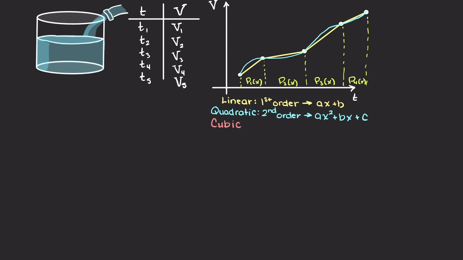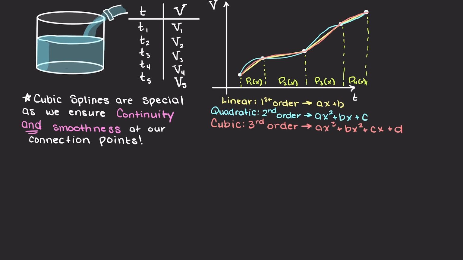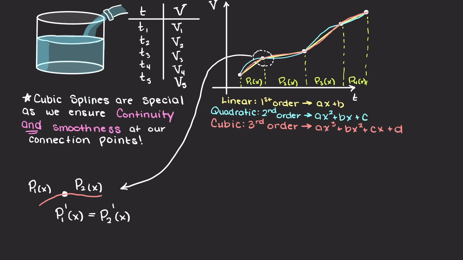Now we will talk about the most common type of spline interpolation, that being cubic spline interpolation. Unlike the quadratic splines, what makes cubic spline interpolation powerful is that it ensures continuity and smoothness at the connection points. This means that the curve and its derivative up to the second order are continuous throughout the entire range, whereas in quadratic spline interpolation, this is only true for the first derivative.